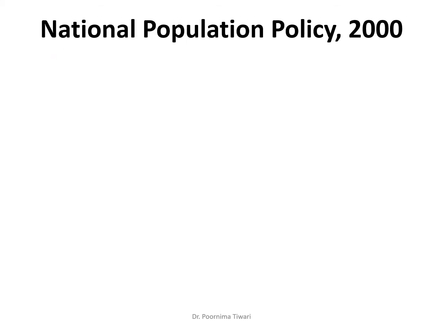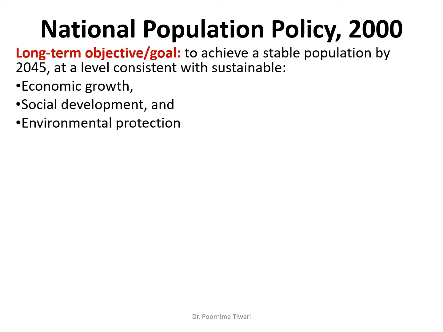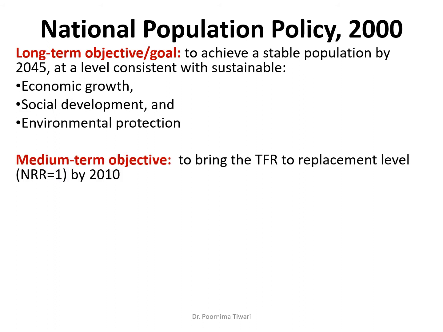So, National Population Policy 2000, India: the long-term objective or the goal is to achieve a stable population by 2045. What is the meaning of this stable population? It is a level which is consistent with sustainable economic growth, social development, and environmental protection. Medium-term objectives is to bring the total fertility rate to replacement level. What does that mean? That translates into a net reproduction rate of 1, and it was supposed to be achieved by 2010.